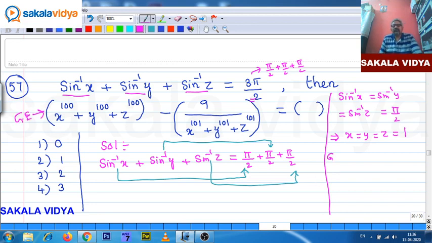So now the given expression becomes 1 to the power of 100 times (1 plus 1 to the power of 100) times (1 plus 1 to the power of 100) times (1 minus 9 by 1 to the power of 101), which gives 3 minus 9 by 3, that is 3 minus 3, so 0. That means the first option is the right option.